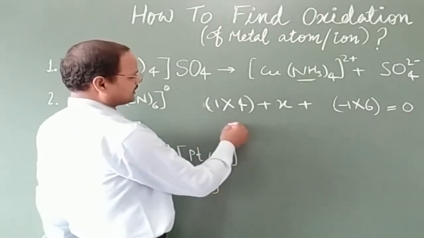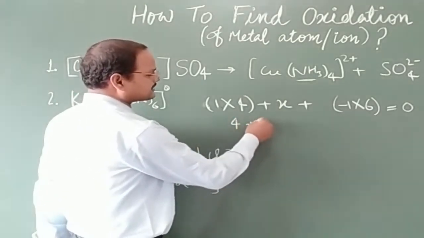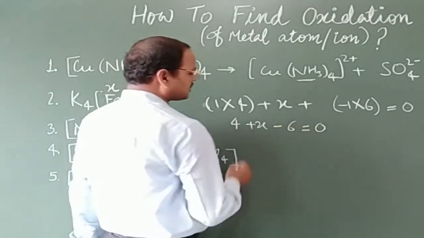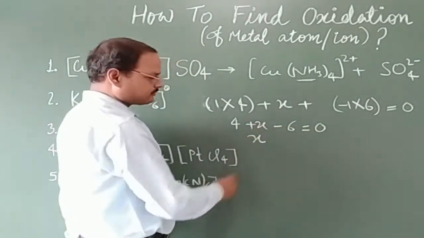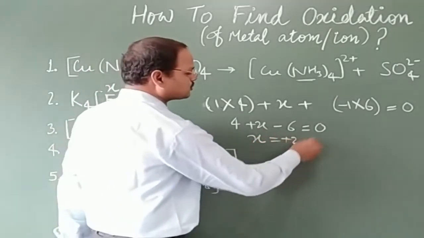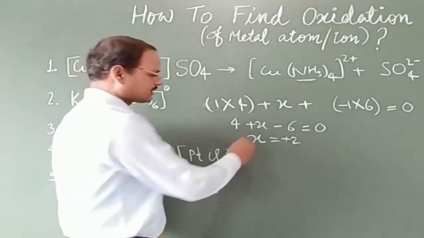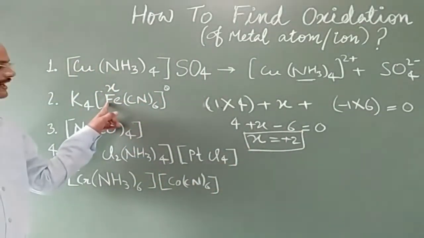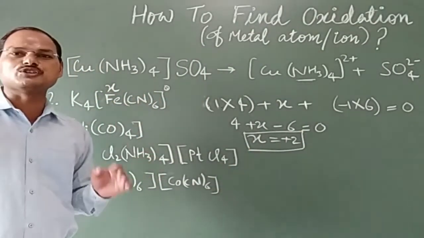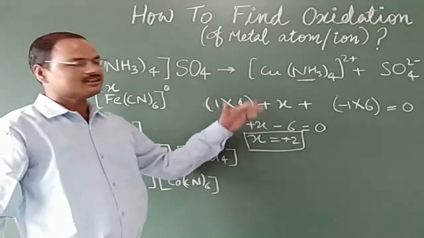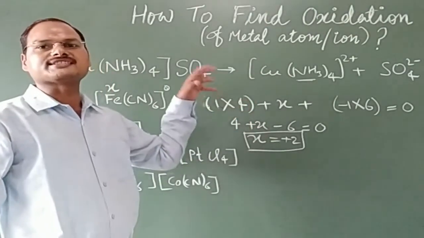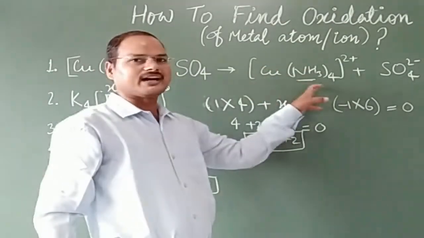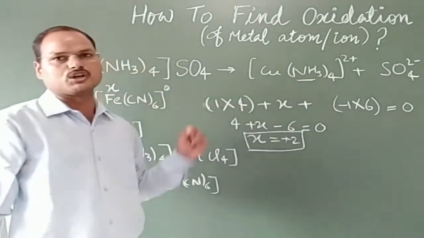Now solve for X. Here it will be 4 plus X and minus 6, which equals 0. Now solving for X, we will get +2. It means the oxidation state in this compound for iron is +2. I hope you understand. In both ways, we can calculate the oxidation state of the central metal atom or ion, either in the form of an ion or in the form of a neutral molecule.